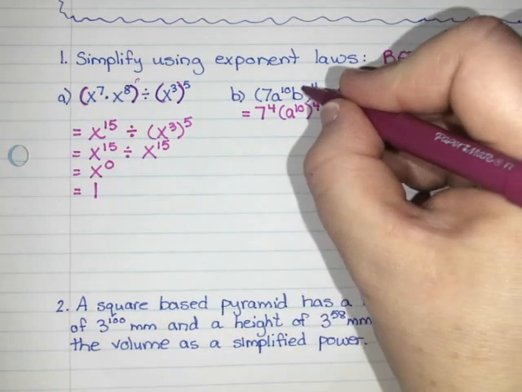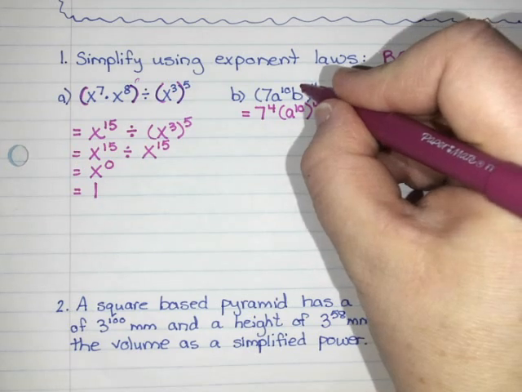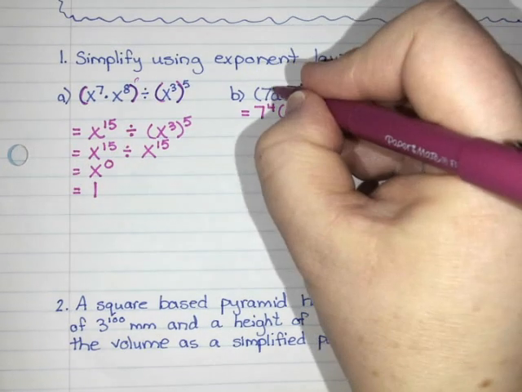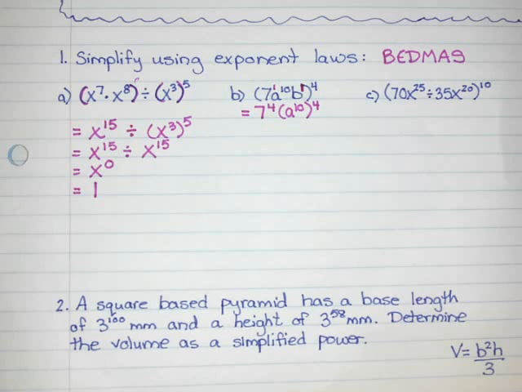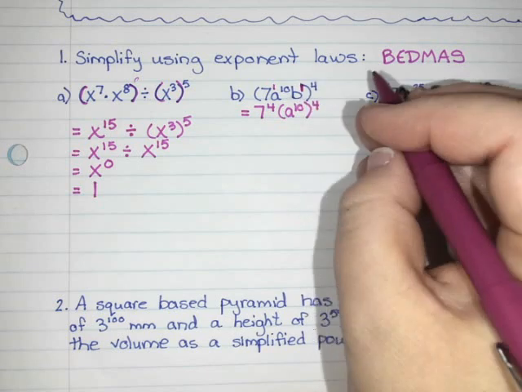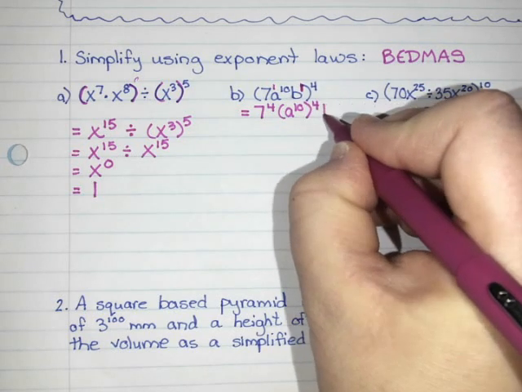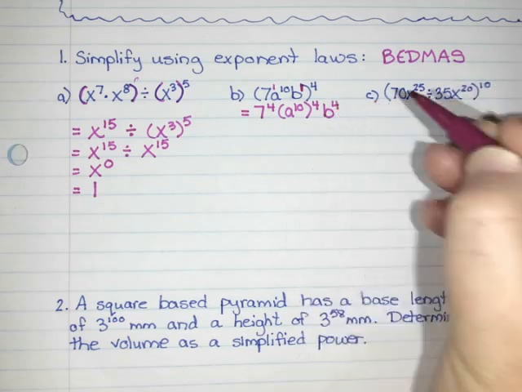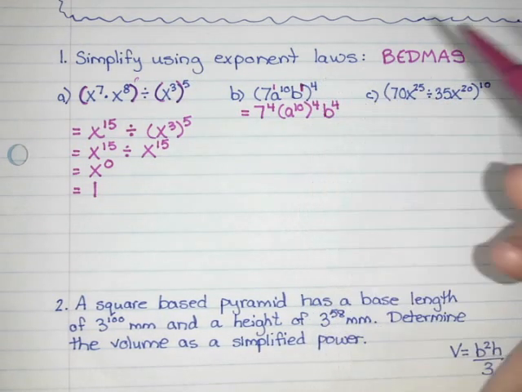Now that b has a secret exponent of 1. Actually, so did the 7. Anytime you don't see an exponent, it does have a hidden exponent of 1. So I could write b to the 1 to the 4, but it is actually easier just to write it as b to the 4. And it does follow the rule because 1 times 4 is 4.